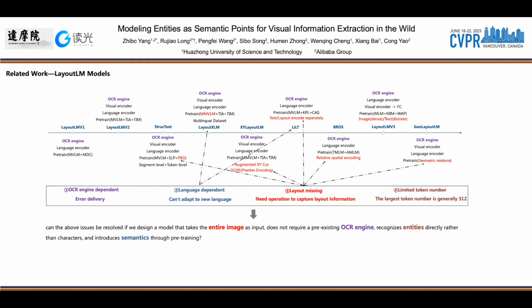So, can the above issues be resolved if we design a model that takes the entire image as input, does not require a pre-existing OCR engine, recognizes entities directly rather than characters, and introduces semantics through pre-training?